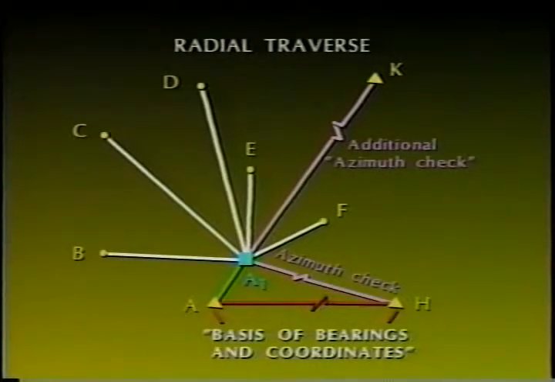In the example, we observe that two found monuments are used for the basis of bearings and coordinates. Station A1 was set from station A, and the remaining radial ties and azimuth checks are made. It is important to note that field ties performed in this manner are subject to blunders that might not be caught, and it is essential to incorporate azimuth and distance checks whenever possible.